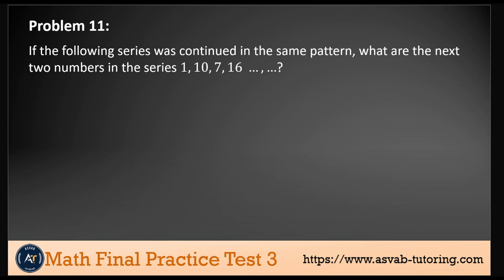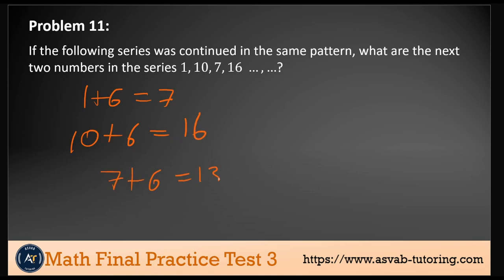Okay. Problem 11. If the following series was continued in the same pattern, what are the next two numbers in the series? So we've got 1, 10, 7, and 16. Well, the rule here is 1 plus 6 equals 7. So we have 10 plus 6 equals 16. So the next two terms are obviously 7 plus 6 equals 13 and 16 plus 6 equals 22. Well, there you are.